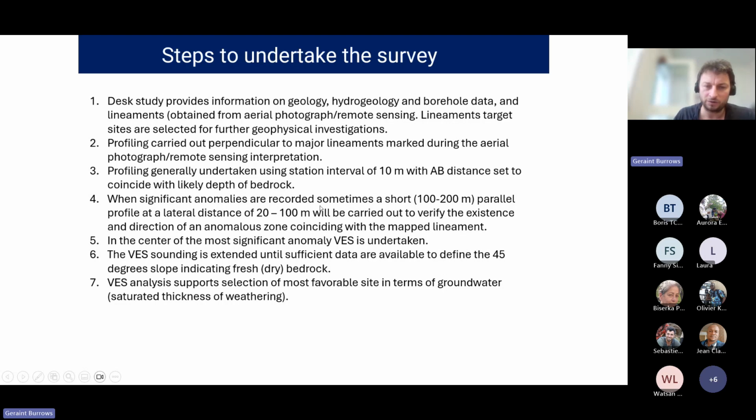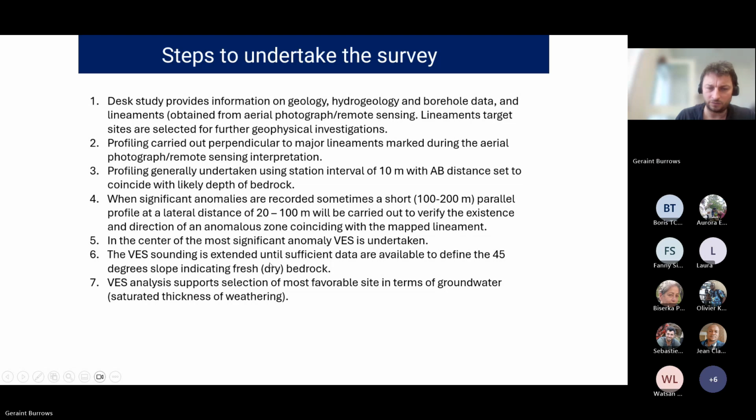When significant anomalies are recorded, you could profile again at those anomalies at shorter distances to see if you can pick them up again. So you could run 2 or 3 profiles parallel to each other to try and keep picking that anomaly up at that place that you've picked it up from. In the center of the most significant anomalies, you'll do your vertical electrical soundings.